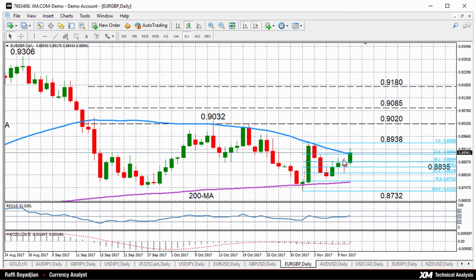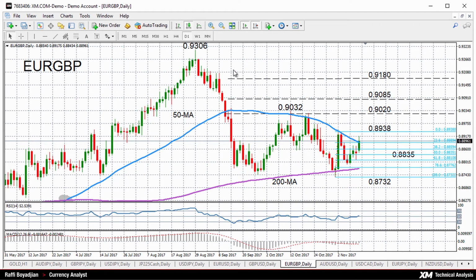A break above that, we could see prices targeting 0.9020. Now that's also another key resistance level, because that is the 50% Fibonacci retracement of the down leg from 0.9306 to 0.8732. We could see that that level acted as resistance several times in the past as well. So a break above that would signal a possible return to a bullish outlook in the medium term, with the next key resistance levels coming at 0.9085 and 0.9180.